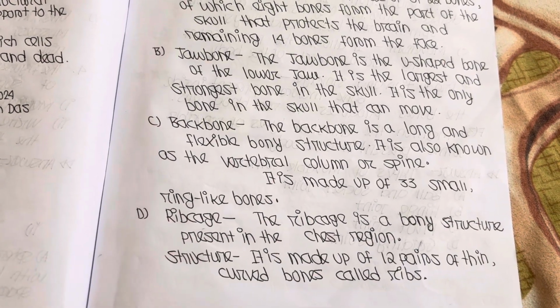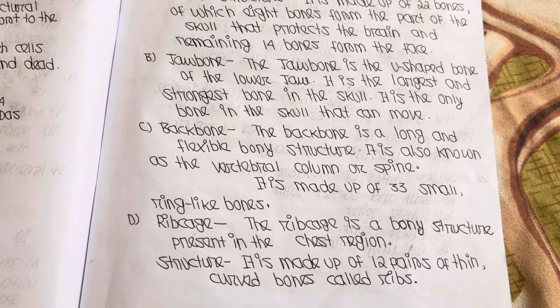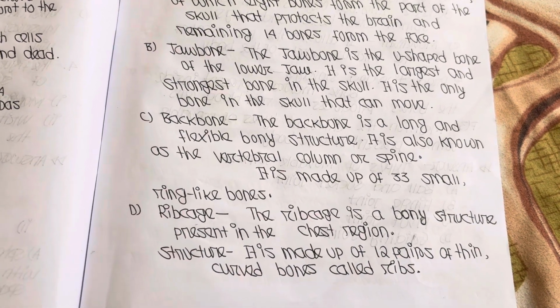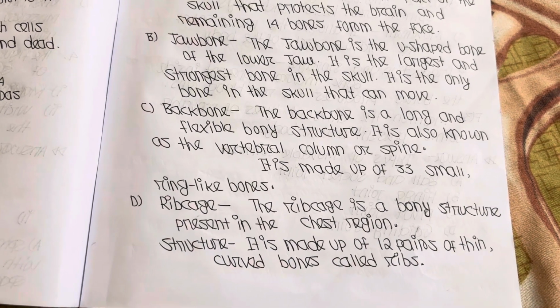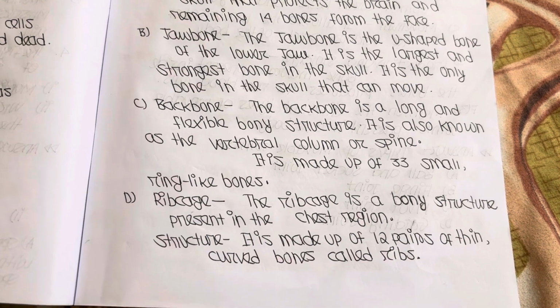Number C. Backbone. The backbone is a long and flexible bony structure. It is also known as the vertebral column or spine. It is made up of 33 small ring-like bones.